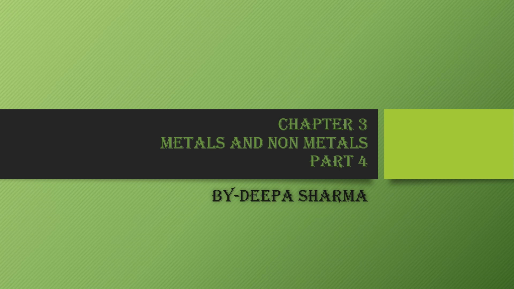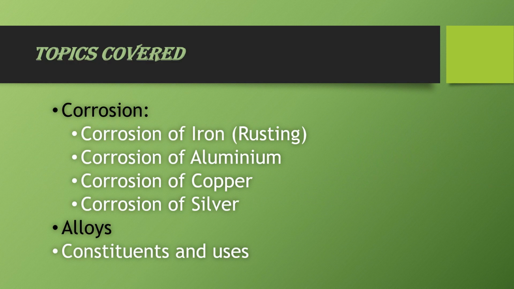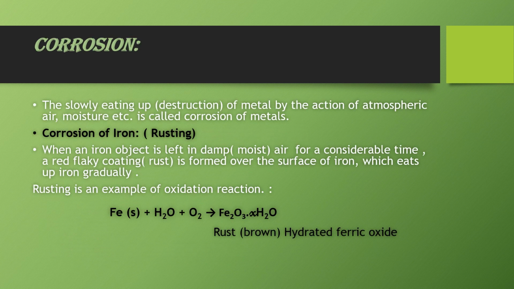Today I am starting the fourth part, that is the concluding part, of chapter 3 of class 10th, metals and non-metals. Topics covered in this part are corrosion, that is corrosion of iron, aluminium, copper and silver, and alloys, constituents of alloys and uses of alloys. Now I'm starting this chapter with the topic corrosion.